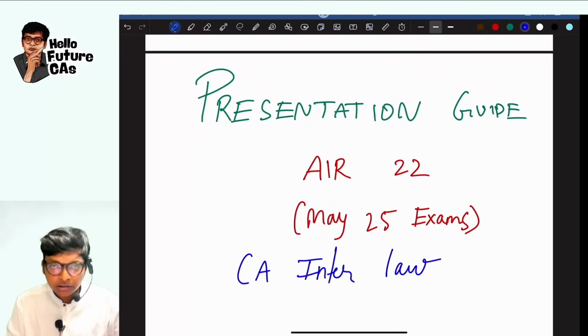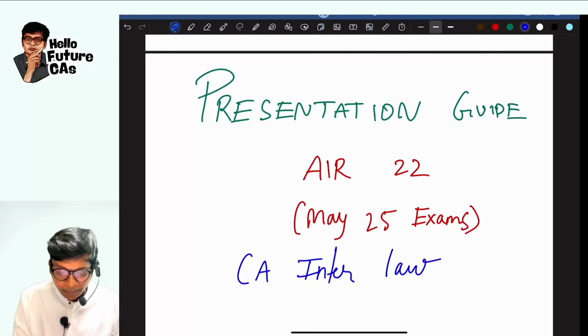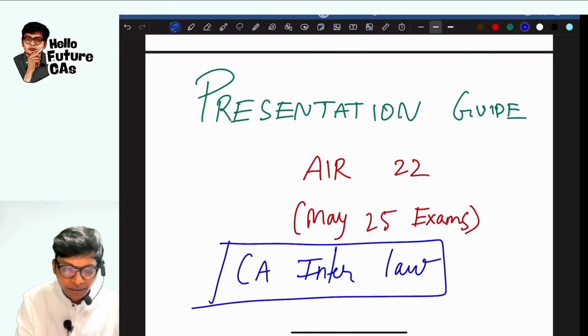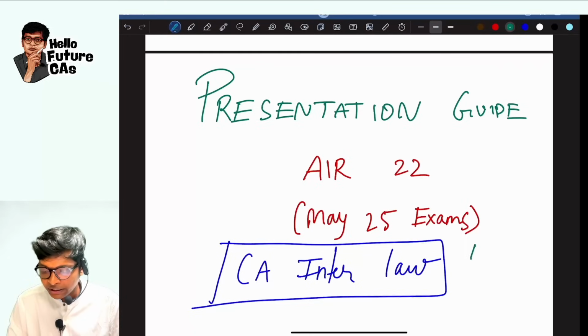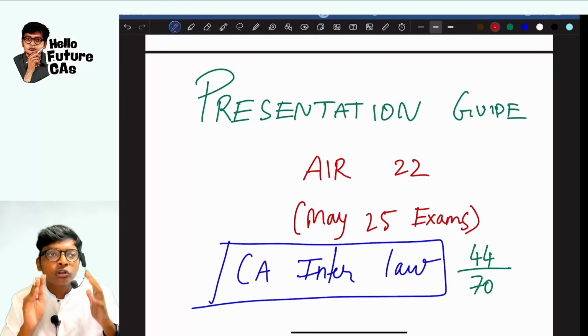Hello future CAs. Today we're going to see how All India rank 22 presented his CA Inter law paper, where he or she got 44 out of 70 in descriptive, which in my view is a good score.